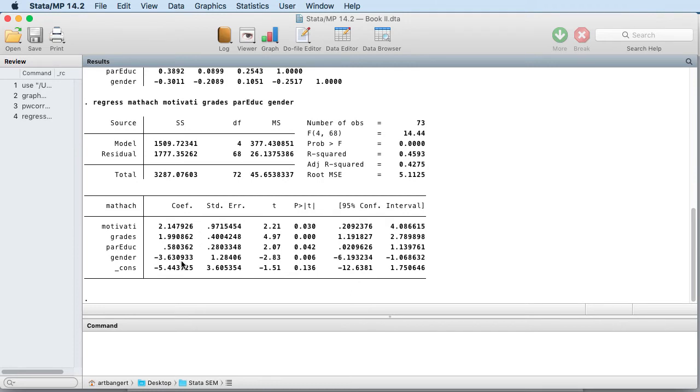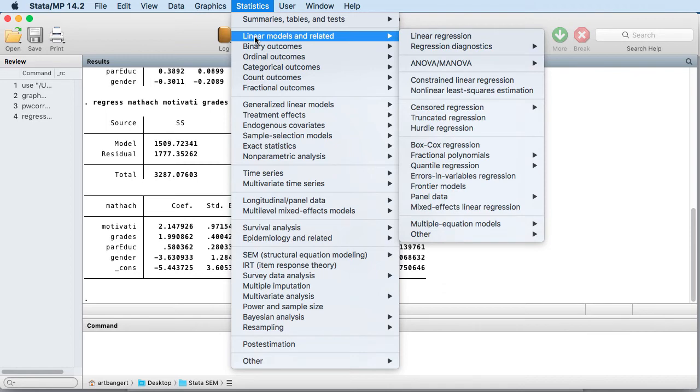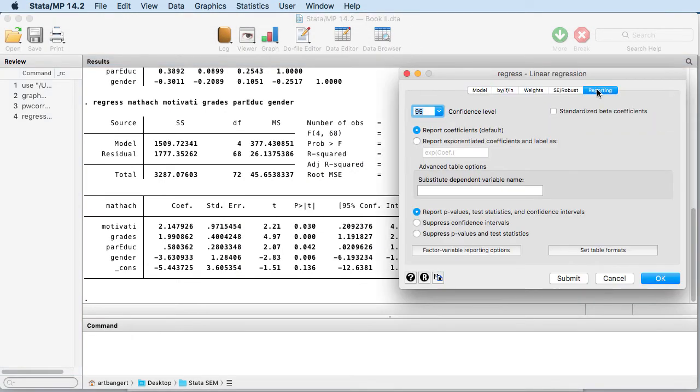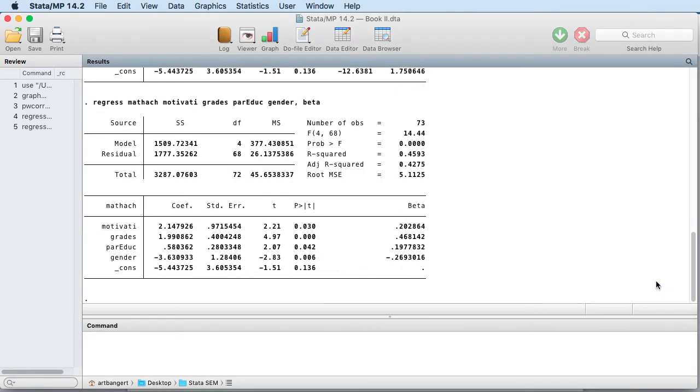Now, we can't compare these coefficients directly because motivation, grades in high school, parents' education, and gender are measured on somewhat different scales. So if we want the standardized beta coefficients, we have to go back up to linear models and related, linear regression, and then under reporting we can check standardized beta coefficients. Now we could have done that to begin with, but we wouldn't get the 95% confidence interval. And it's really nice to have that when looking at the significance of each of those coefficients. So I can go OK.